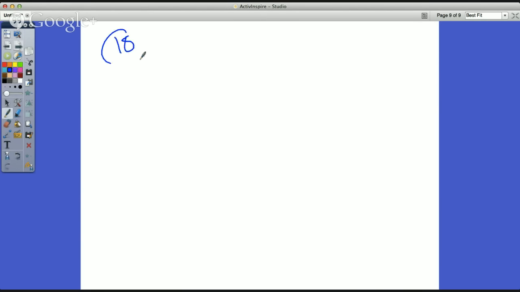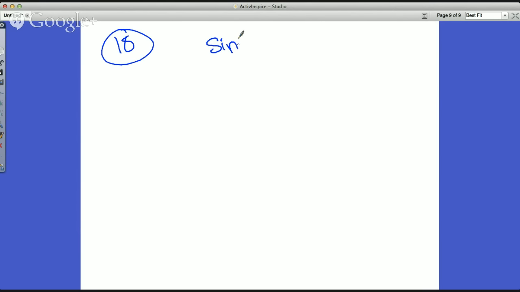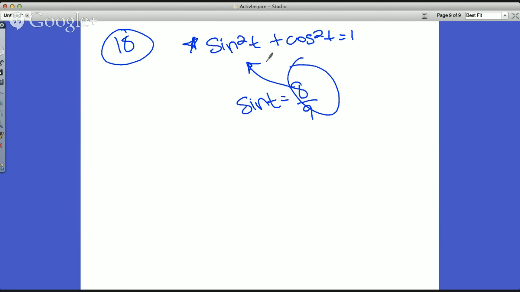You really need to know this because I went through it briefly, but I didn't go through it as much as I probably should have off the units here. It states that sine of t is equal to 8 over 9. Well, since I know this Pythagorean identity, which again you can have in class, what I'll do then is put 8 over 9 in for sine.